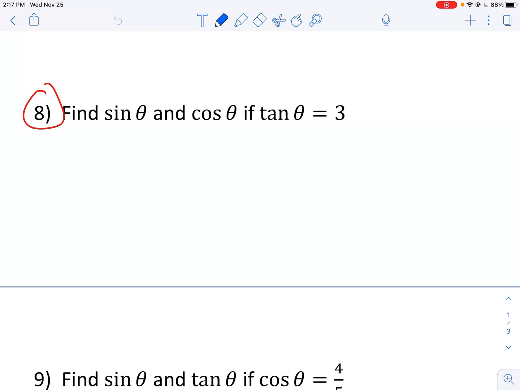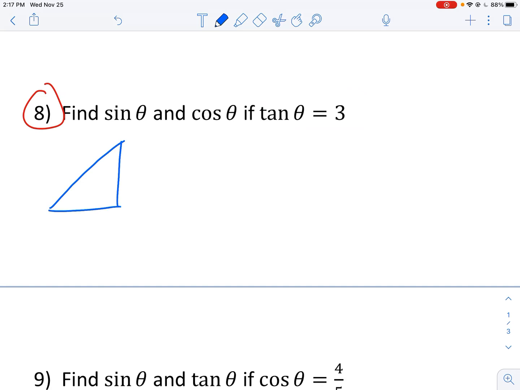Alright, so I wanted to go over another example here on this one. It tells us what tangent is, which is just 3, and then we need to find out what cosine and sine are of that same angle. So I'm going to use this information to help me draw out a right triangle.